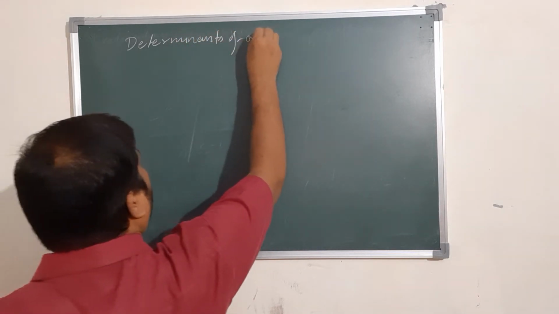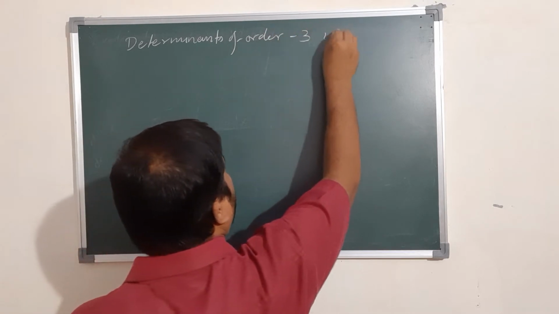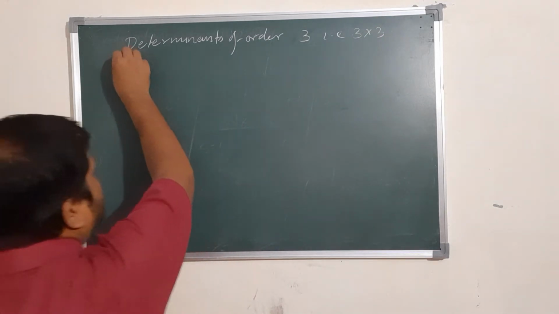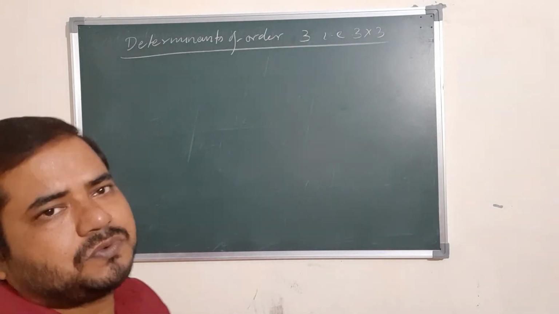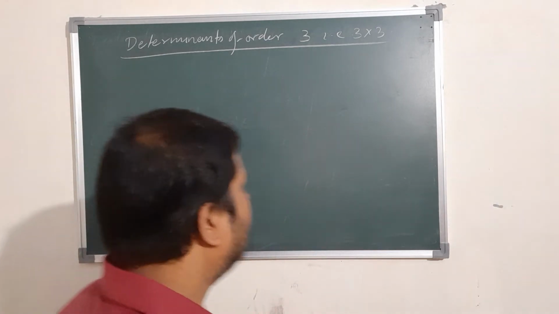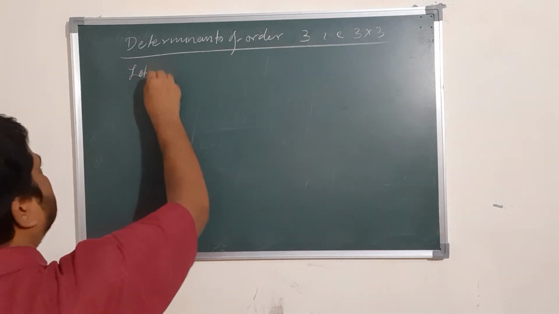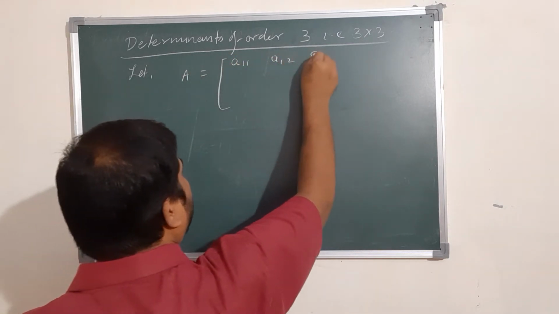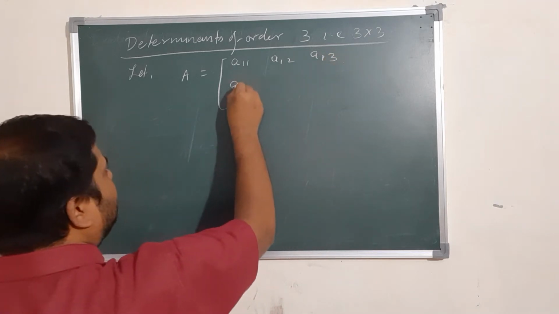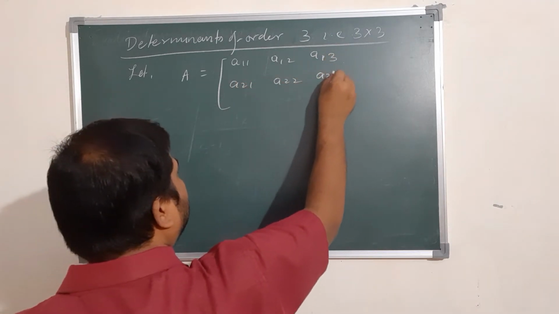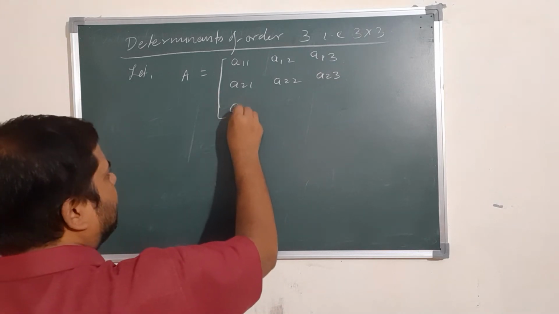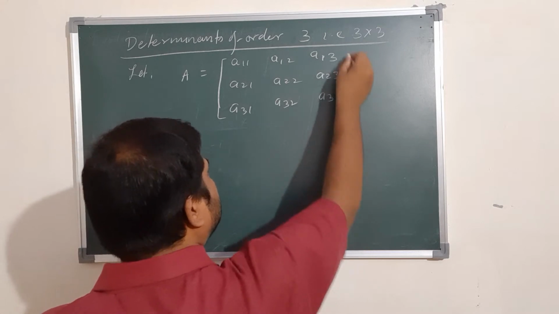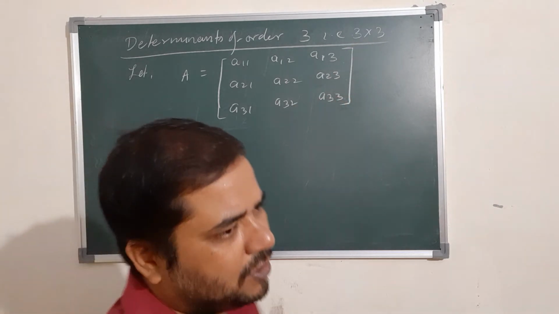Determinant of order 3, that is 3 cross 3. For this, we have given a square matrix of order 3. That means let A is equal to A11, A12, A13, A21, A22, A23, A31, A32, A33. So this is the matrix of order 3.